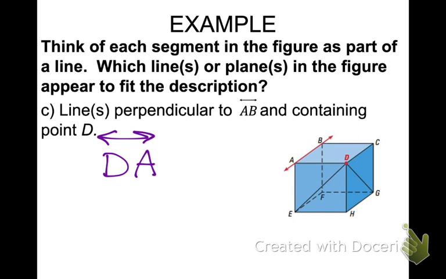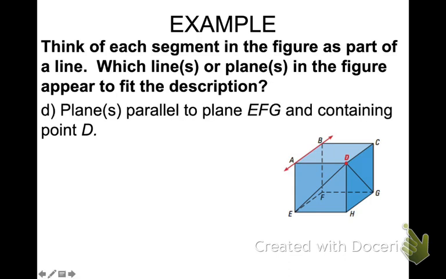Okay? And then the last one, planes parallel to plane EFG. So EFG is which plane? EFG looks like it's the bottom of the box. So what's parallel to the bottom of the box? The top of the box. How would you name that? DAB would work. The DAB plane. BCD would work. ABC would work. Okay, so those will be all of our planes parallel to the bottom of the box.